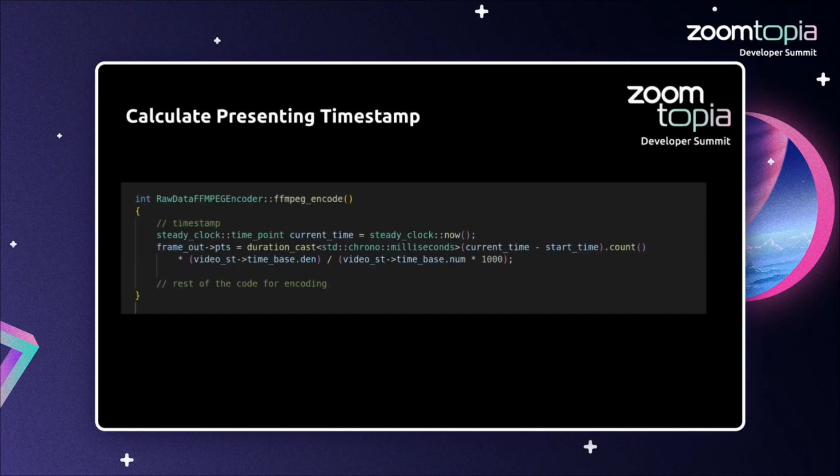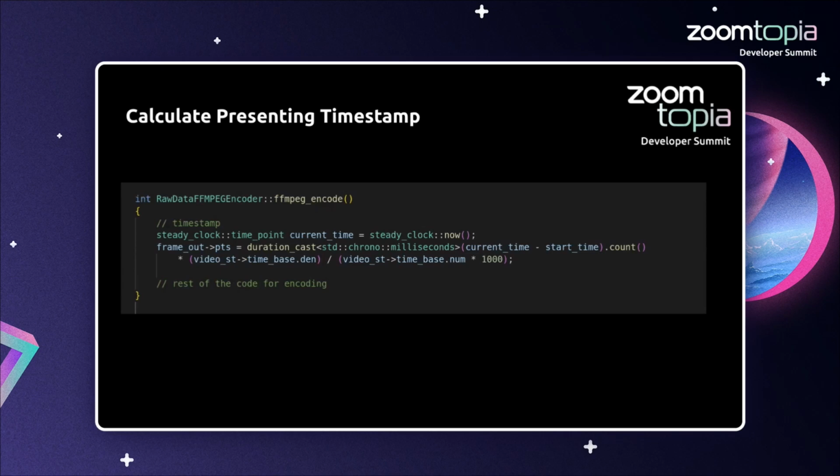Getting raw data is quite straightforward, but there are always developers asking questions. One example is how to calculate the presenting timestamp, or PTS. PTS is a concept in video encoding. We need to tell each frame what time to display. We don't have this information in our raw data, but because the raw data is fed in real time, we can calculate it by ourselves.